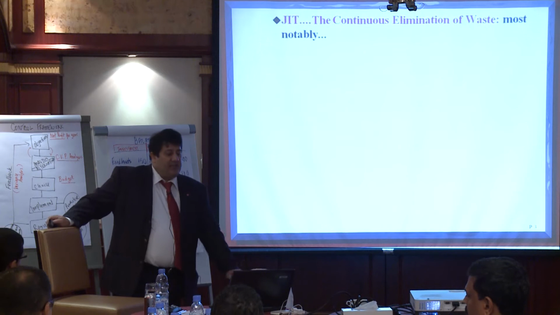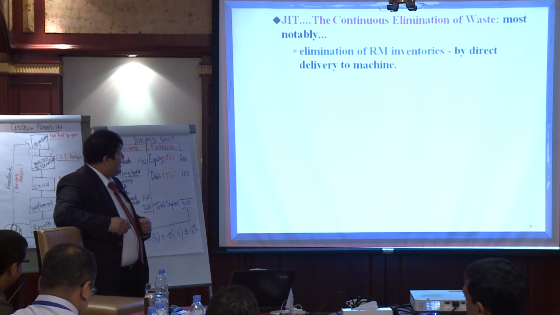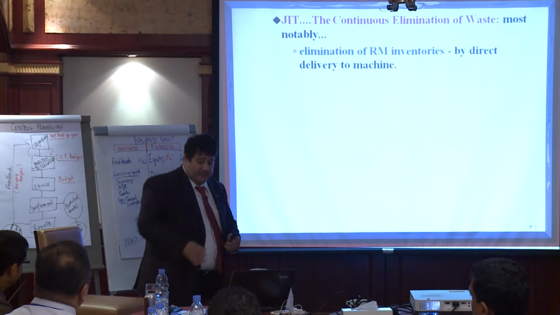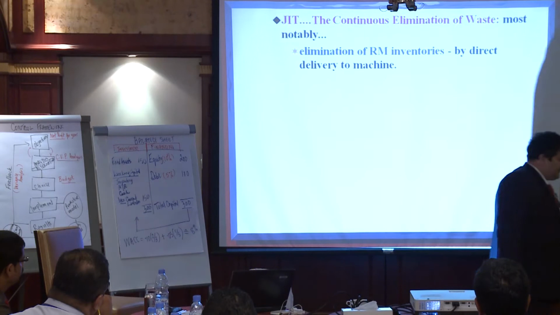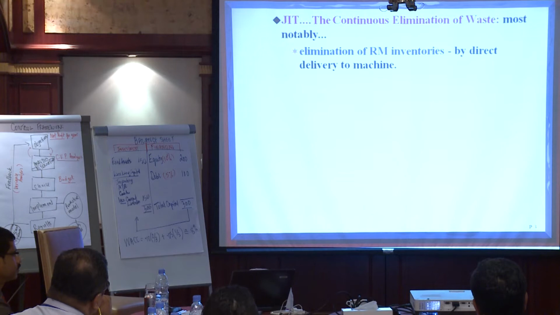Now JIT, as you know, is the continuous elimination of waste, most notably elimination of raw material inventories by direct delivery to the work machine. So what they do is that they do not, in the old way, deliver it to a raw material store. They instead deliver direct to the manufacturing floor.